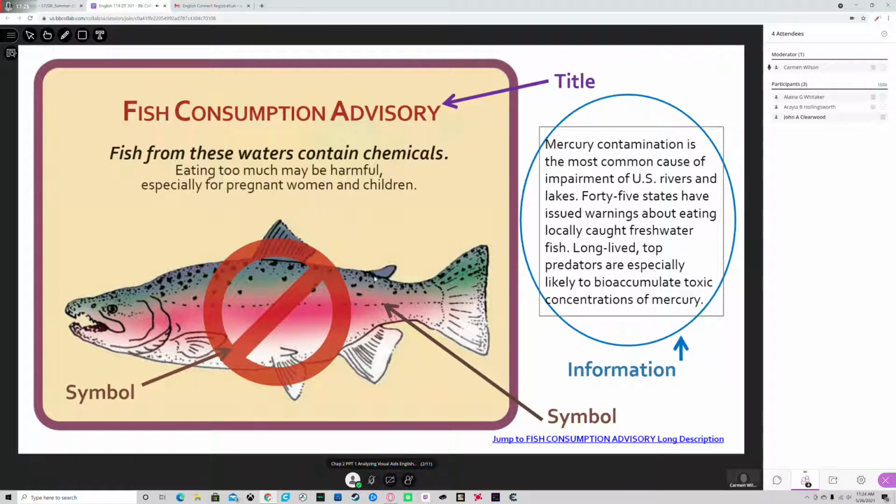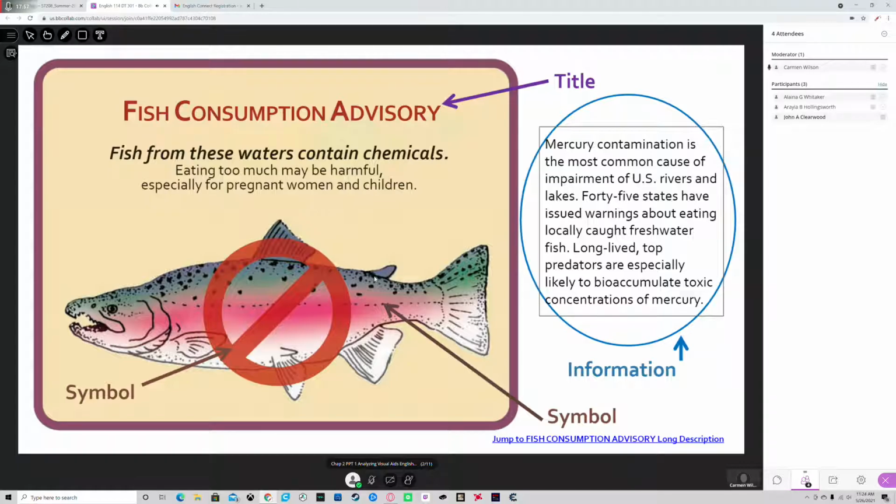So when you look at any chart, graph, table, diagram, all that kind of stuff, the first thing you want to look at is the title, because as you know, the title gives you the overview or the main idea of what it's about. So that's what they talk about, the title. So this is about fish consumption advisory. So that's the title. So you automatically turn it into a question. What about it?